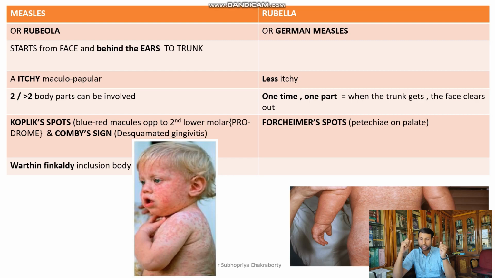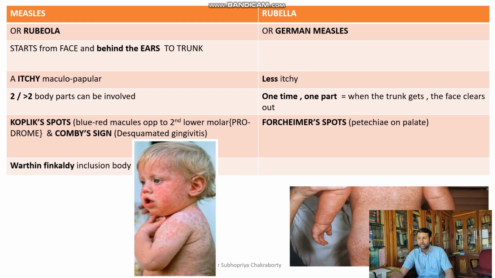Previously what we used to see in children is the classical Koplik spot, which is a small blue-colored, sand-like particle seen exactly opposite to the second molar tooth. That comes in the prodromal phase of measles. And we also get the classical Combi sign, which is nothing but the desquamated gingivitis of the gum. On the other hand, rubella can present with Forchheimer spots. Forchheimer spots are nothing but petechiae, small bleeding areas around the palate. Measles, a very important MCQ: Warthin-Finkeldey inclusion body is classically seen in measles.